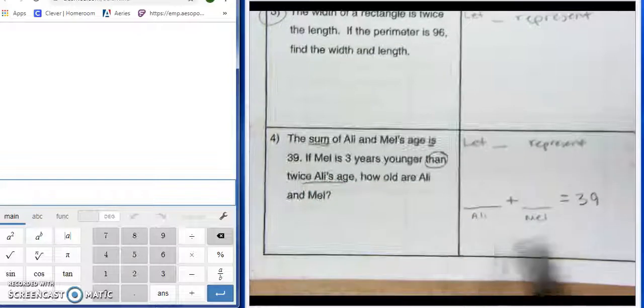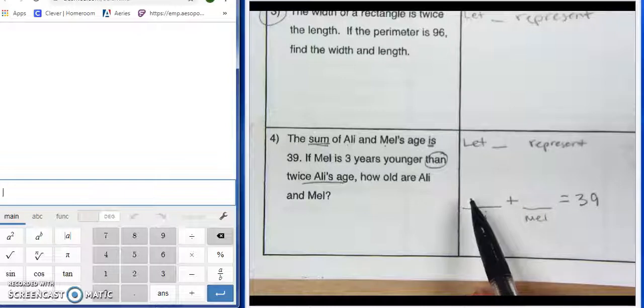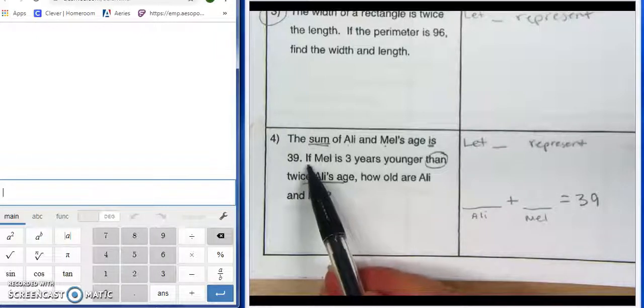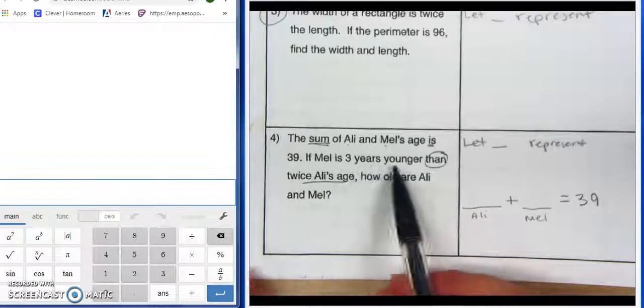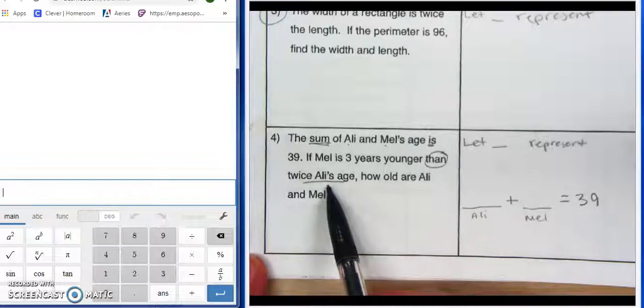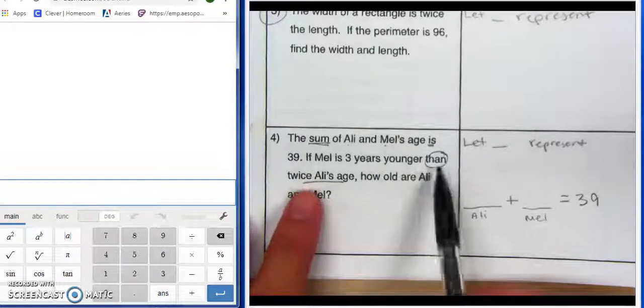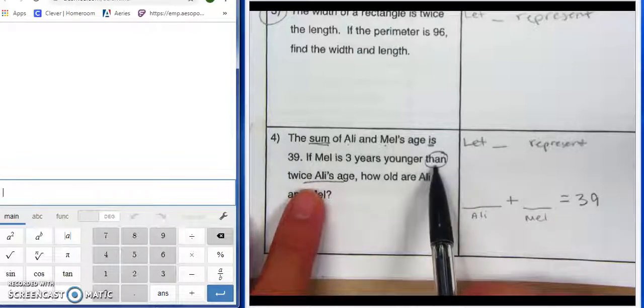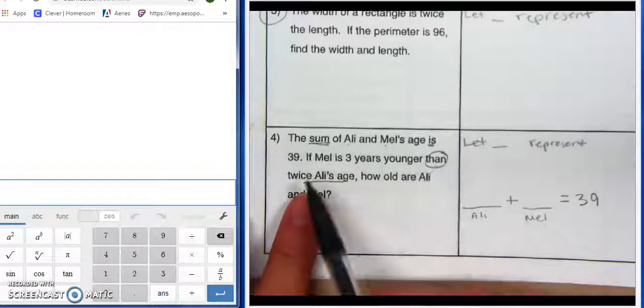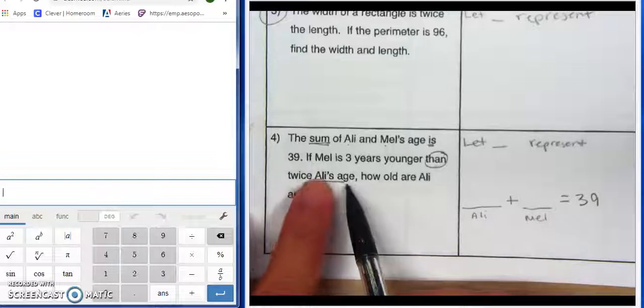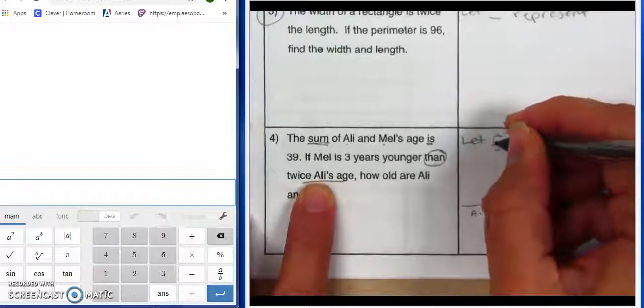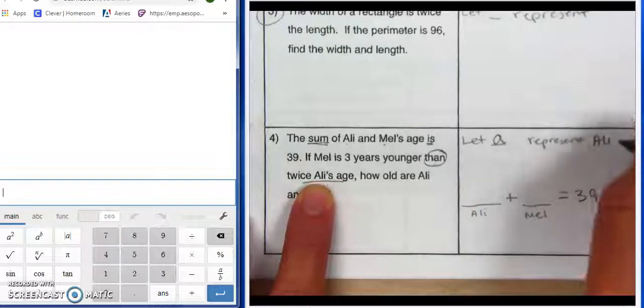So whatever phrases they have in here, math phrases, we know we're going to be adding Allie's age to Mel's age, and it should be 39 together. They need to give us some more information, so let's look at the second sentence. If Mel is 3 years younger than twice Allie's age, how old are Allie and Mel? There's that word than again. Every time we see a comparison, they like to use this word than. Sometimes it's as long as or as wide as, but this time it's a than. So what's coming after the word than? Twice Allie's age. So let's let A represent Allie's age.